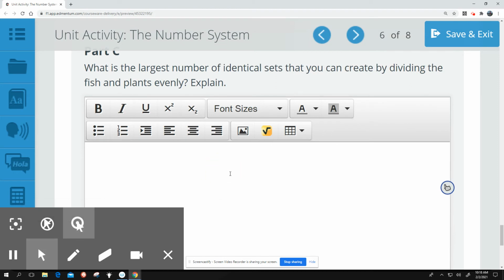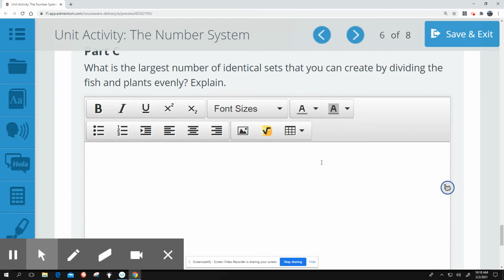Number of identical sets that you can create by dividing the fish and the plants evenly. I'm going to just say this. The GCF is 6. So we already found the largest by finding the GCF. There were other common factors that we could have done, but we're going to use the GCF. So all I need you to have on that slide is that.